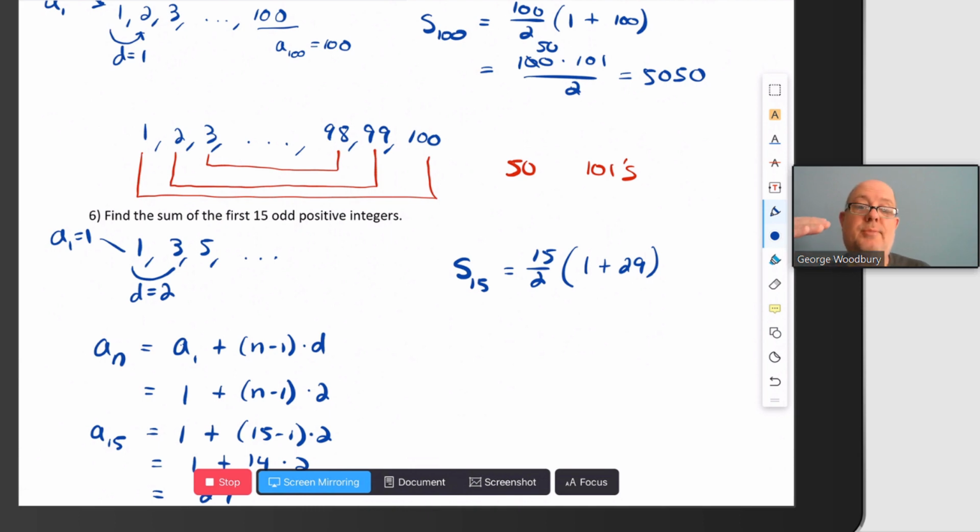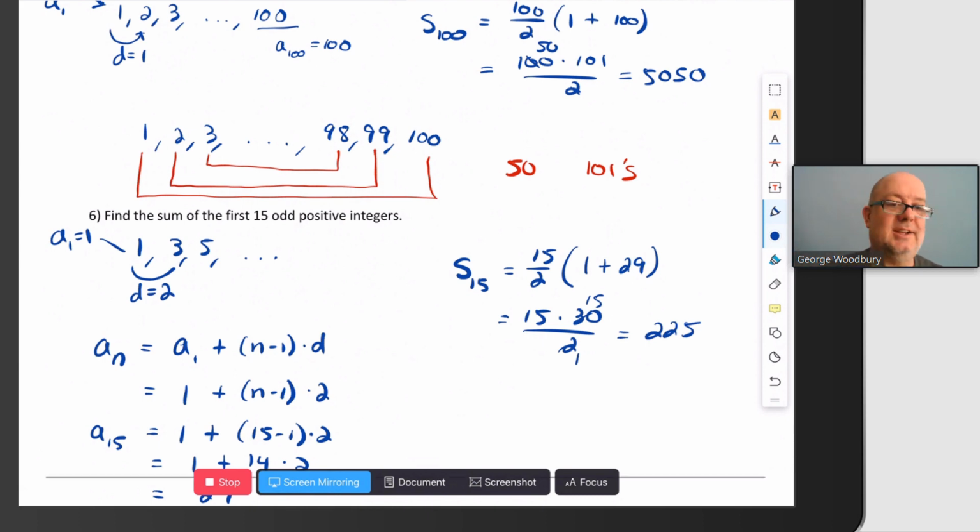Now this time, 2 doesn't divide into 15, but if we write this as a single fraction, we will see that 2 does divide into 30. Right? And 2 into 30 goes 15 times. 15 times 15 is 225. So the sum of the first 15 odd integers is 225, which happens to be 15 squared. Coincidence? I don't think so.